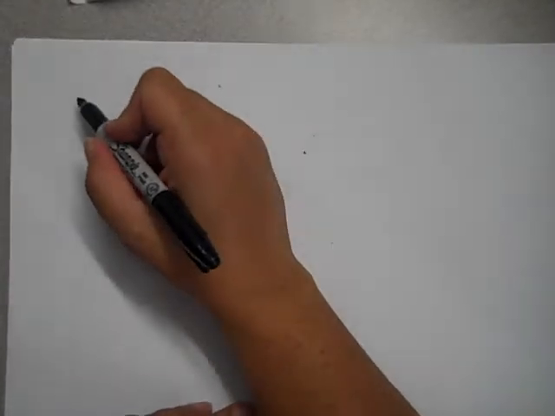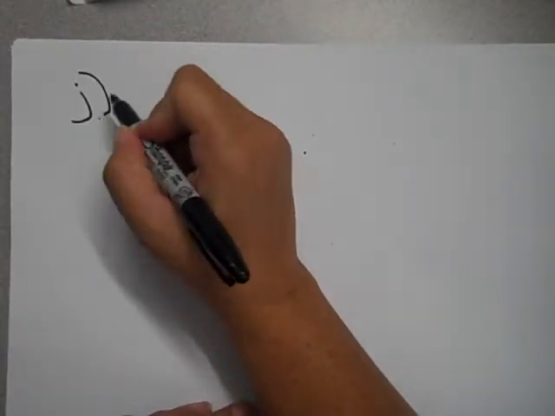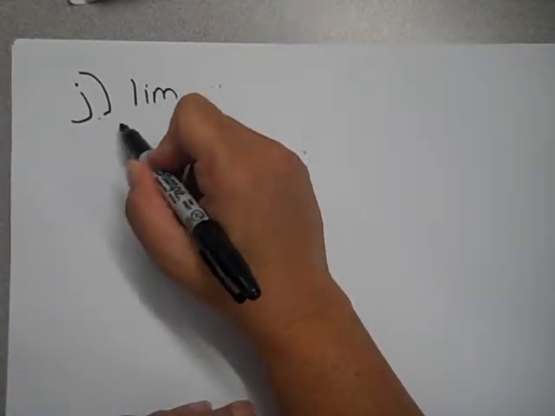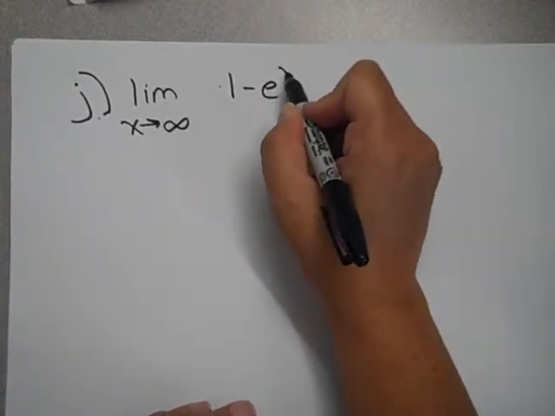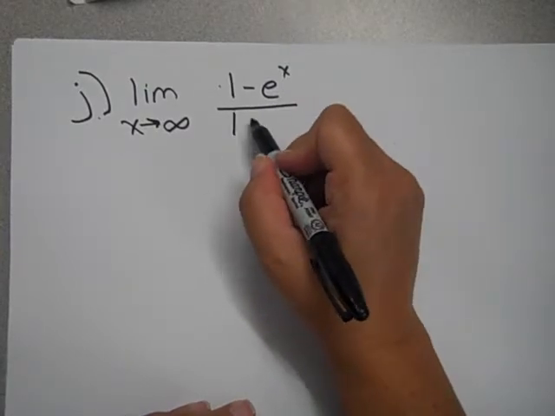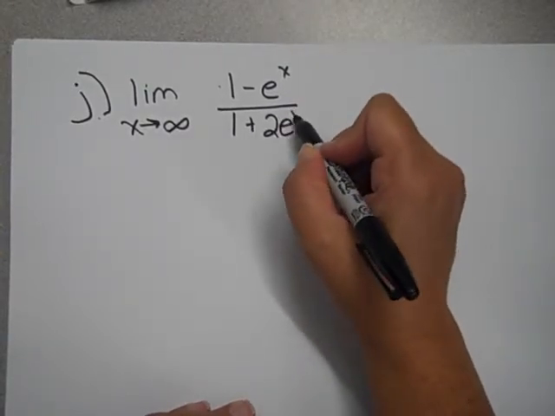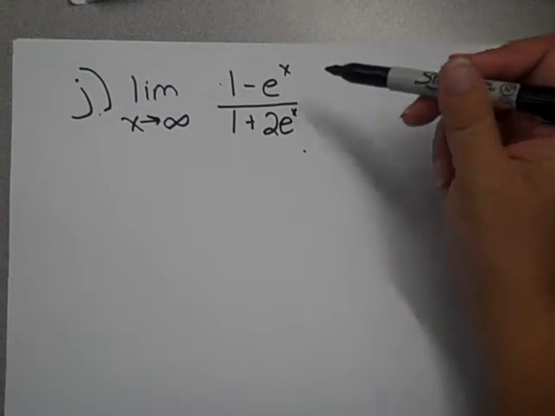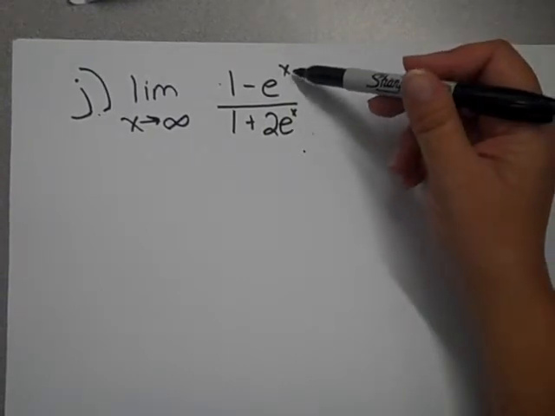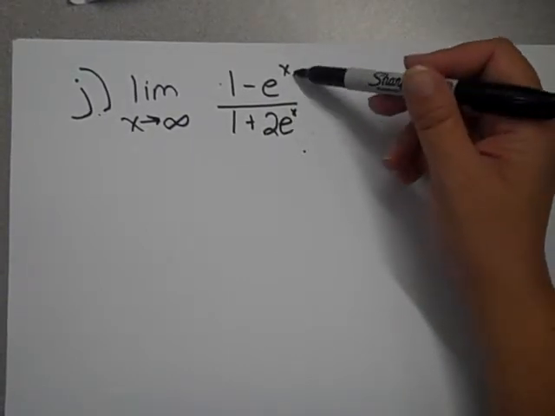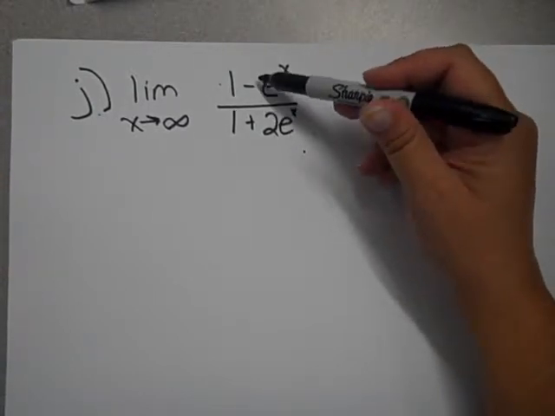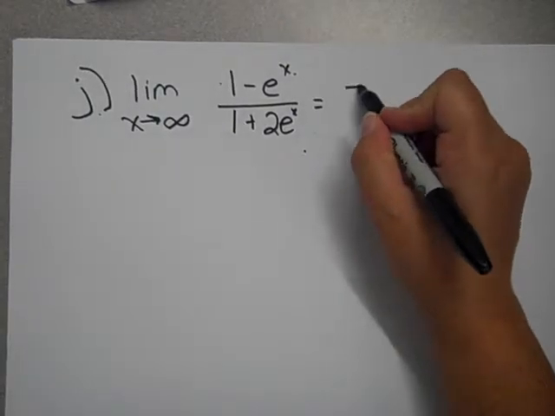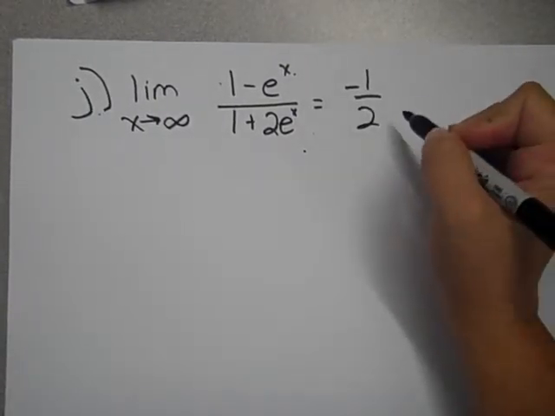So now let's do letter J. J is the limit as x approaches infinity of 1 minus e to the x over 1 plus 2e to the x. So the quick way to look at this is just to say, hey, these are basically equivalent. So we can take the ratio of the coefficients. So it'd be negative 1/2. It's a really quick way to look at it.